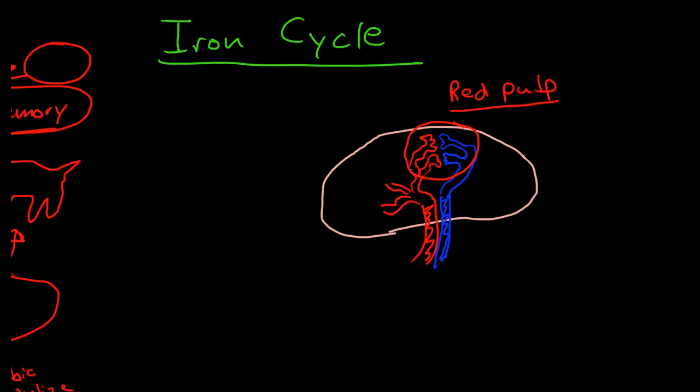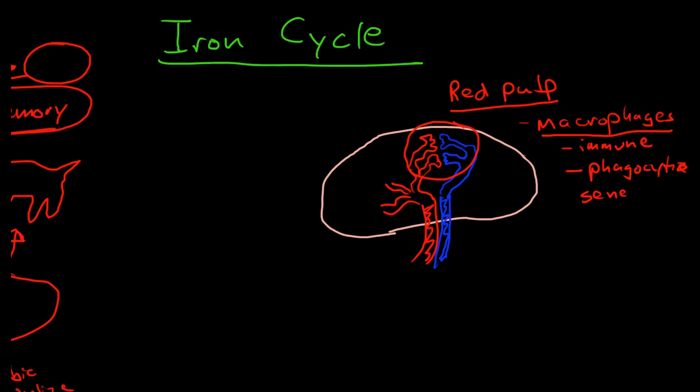Now the red pulp is tissue that is filled with macrophages. And so obviously there's an important immune role here, because the macrophages are going to engulf any pathogenic invaders, but another major role of these macrophages is to phagocytize senescent or deformed red blood cells, so old or deformed red blood cells.